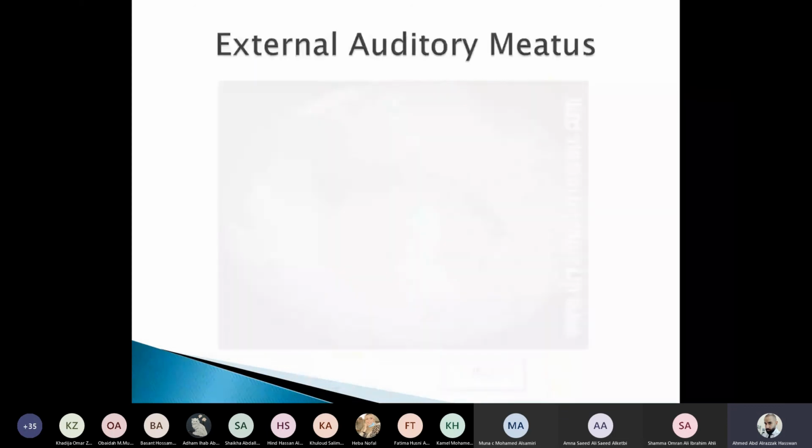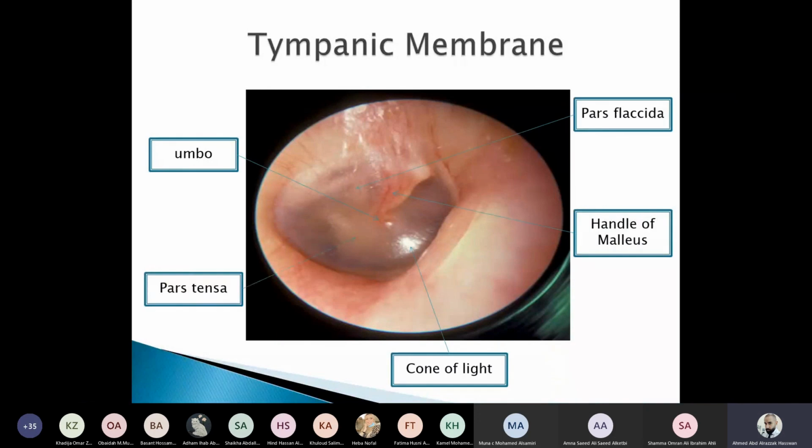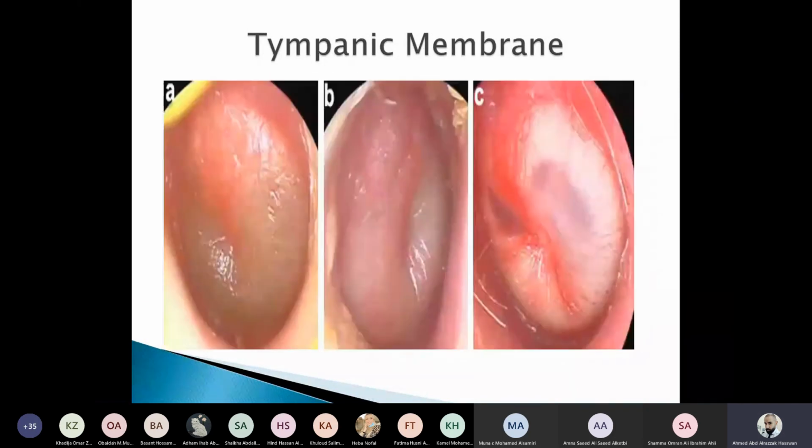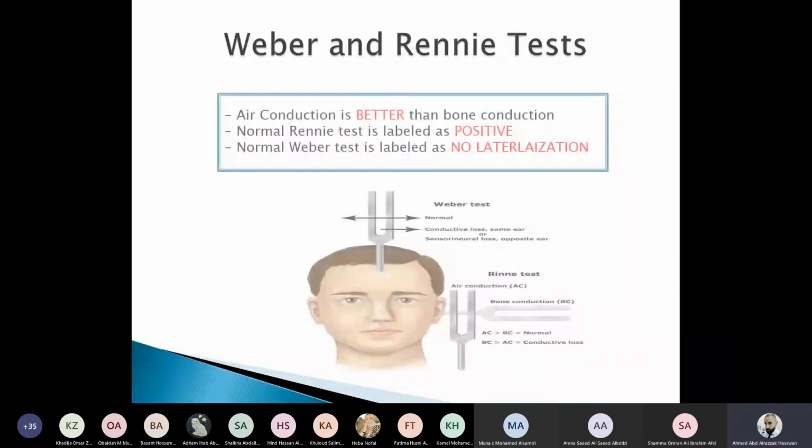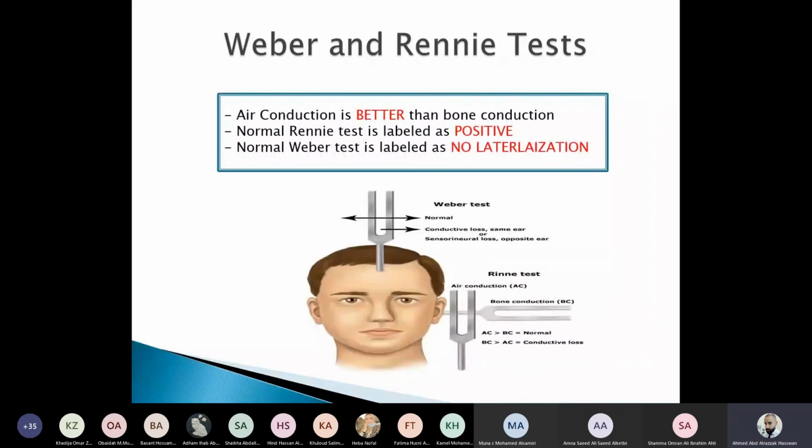Now, the next objective of our session is auditory acuity. So what do you mean by this? Have you heard about the Weber and Rinne tests? I think they were introduced yesterday in the case, and they are worth mentioning, and we should know how to interpret them.